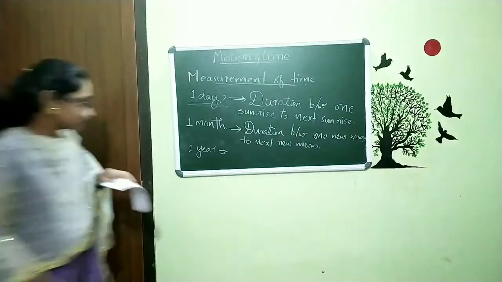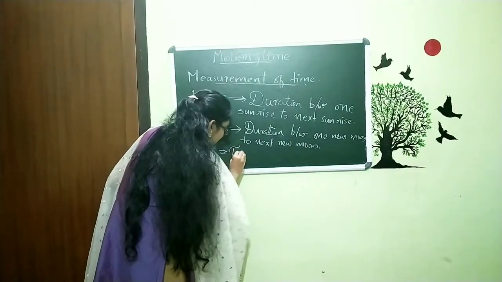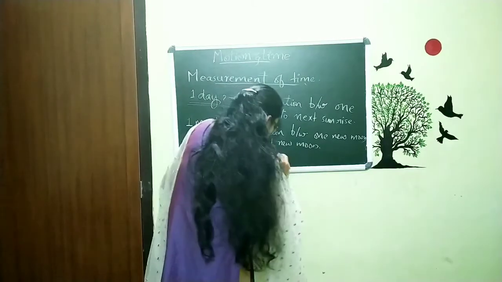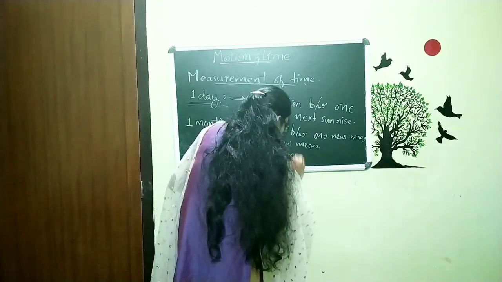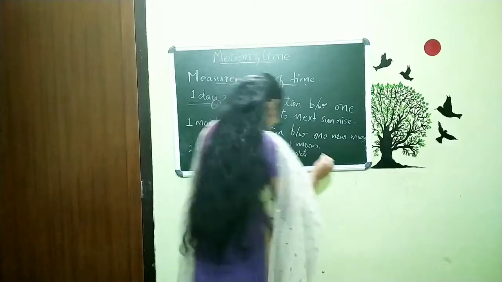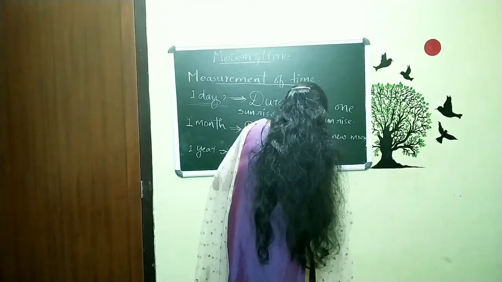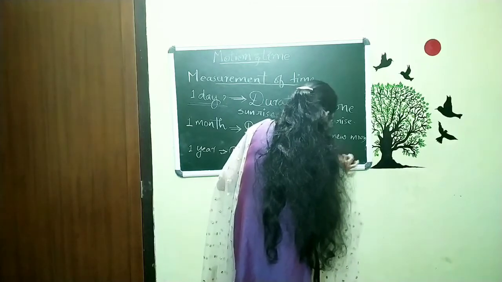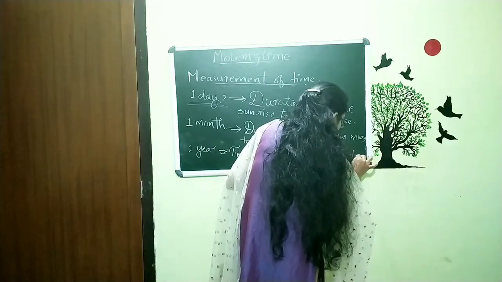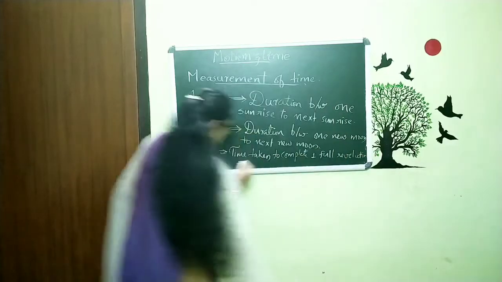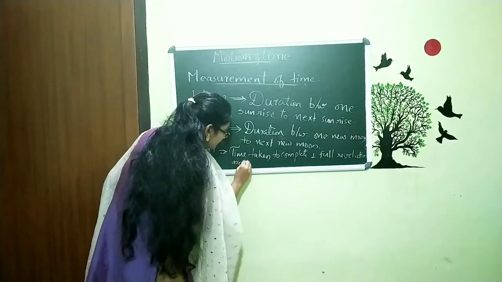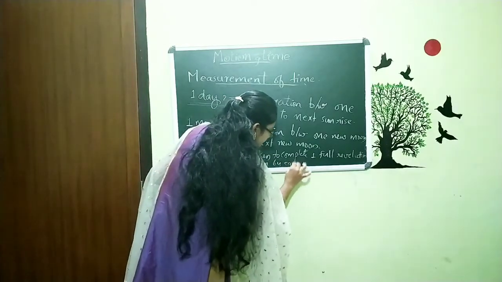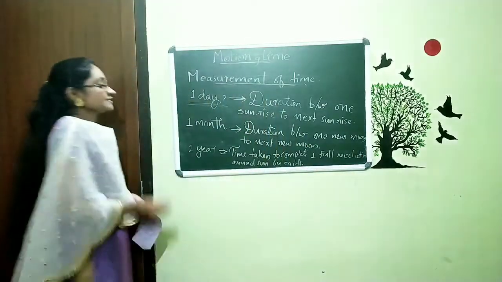That is, the time taken to complete one full revolution around the sun by the earth. So this is 1 year.